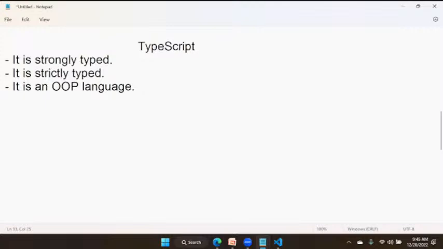And a very interesting point is that it is better than other object-oriented programming languages. Why? Because TypeScript is built in TypeScript. Generally, Java is not built in Java and .NET is not built in .NET. They have to take support of another language to build them.